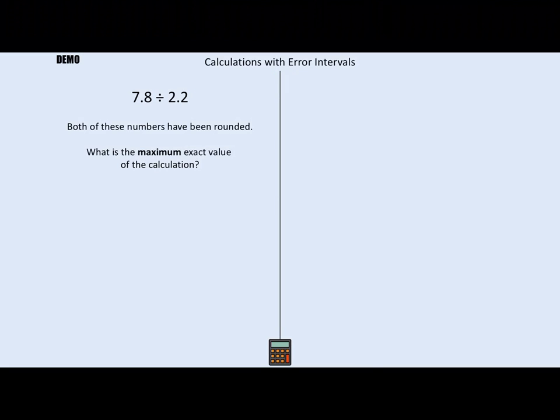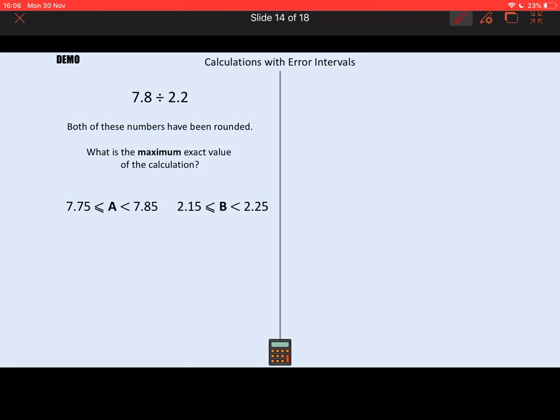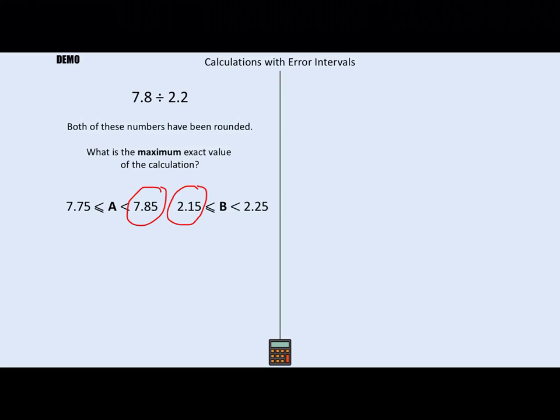So here we go. Now, I want to write my error interval out as per. So I get that. Now, if I want the maximum exact value, I'm going to have to pick the largest number of A, and I'm going to have to divide that by the smallest number of B. Why? Because I want to see the greatest amount. I want to see the greatest quantity that I can get. And I'm going to have to pick the largest of A and the smallest of B. So I'm going to do max divided by min.